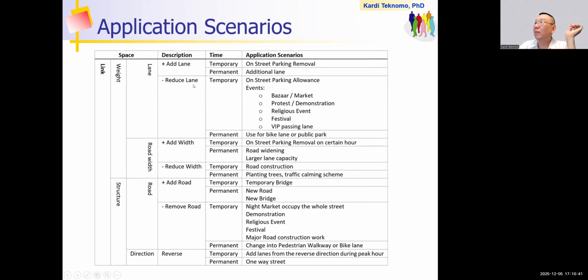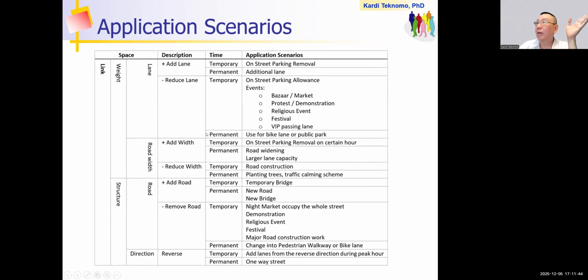How about if your policy is to reduce the lane? Again, temporary or permanent. If it is temporary, these are the scenarios: either on-street parking allowance or certain events along the street. For example, there is a bazaar or market in the weekend, or there are certain events like protest or demonstration or religious event. I noticed you have a lot of religious events and festivals, or there are certain VIPs who will pass a certain lane. These are reducing the lane, but temporarily, at certain times.